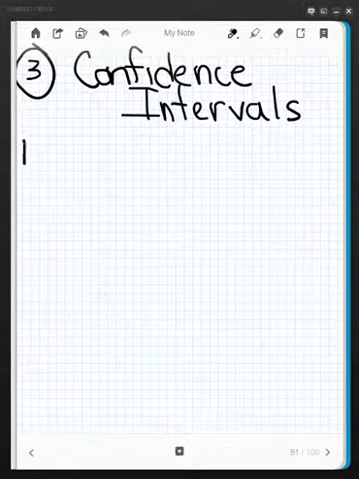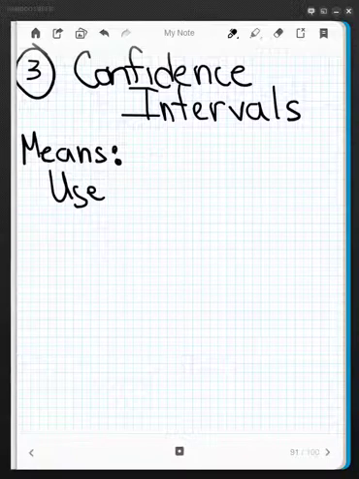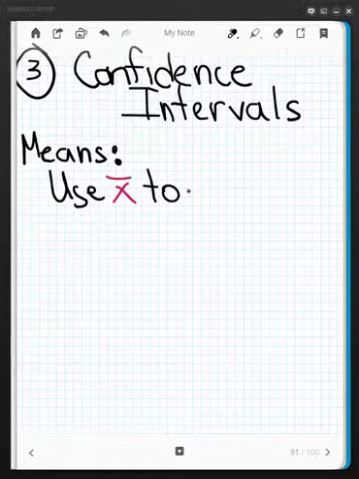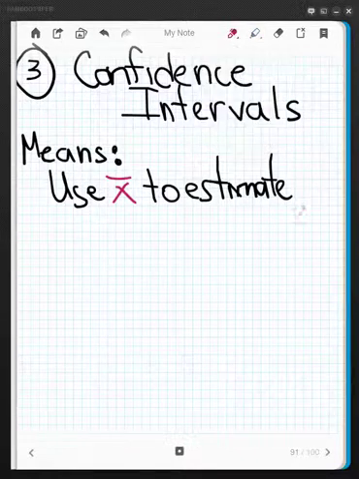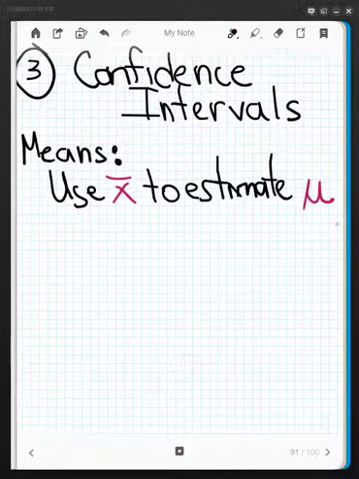If we're finding confidence intervals for means, then we're going to use our X bar in order to estimate our population mean. That is the big kicker here. We want to use X bar to estimate the mean. We don't know what the population mean is. If we're making an estimate for it, all we have is some sample data to tell us potentially what it may look like.